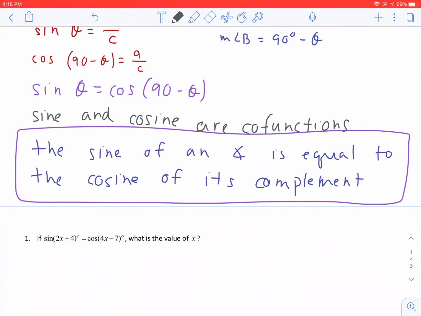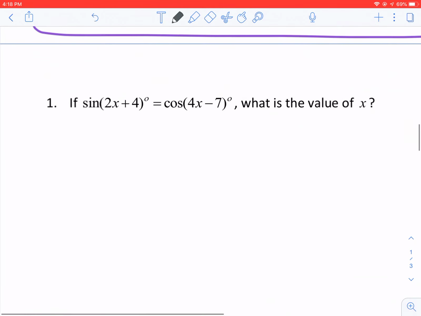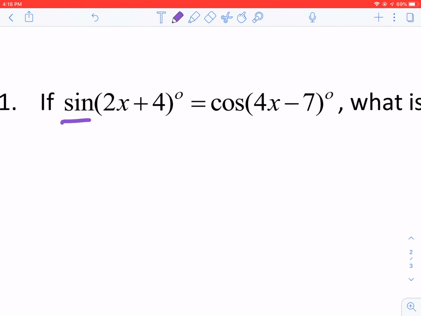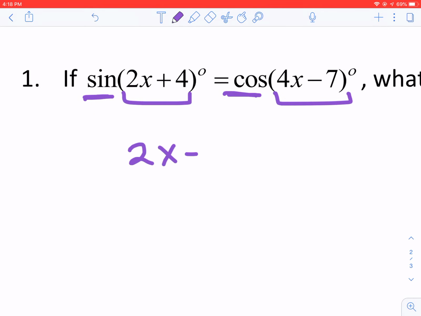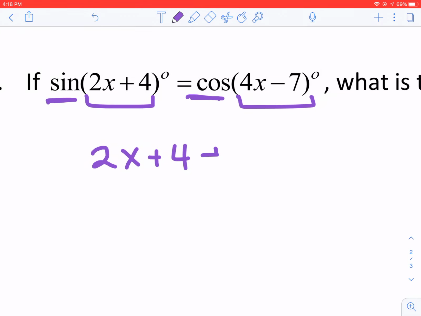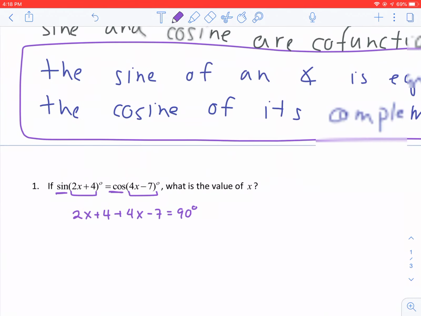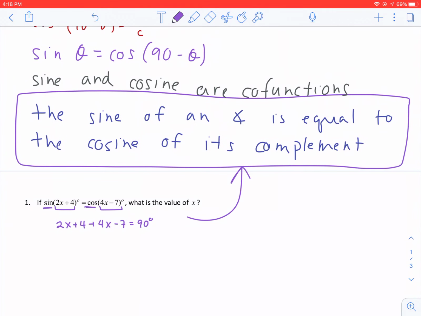So now that we know sine and cosine are cofunctions, we can solve problems like this one right here. If sine of 2x plus 4 degrees is equal to cosine of 4x minus 7, what is the value of x? Well, knowing that sine and cosine are cofunctions, sine and cosine will only be equal to each other when their angles are complementary. So to solve this problem, all we have to do is add 2x plus 4 plus 4x minus 7 and set that equal to 90 degrees. I want you to think about that for a second and see if that makes sense.